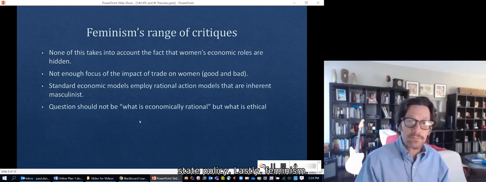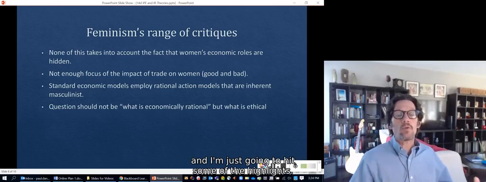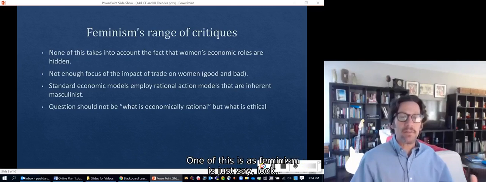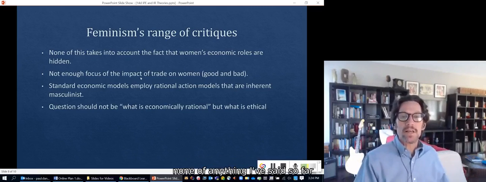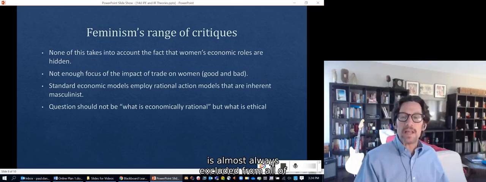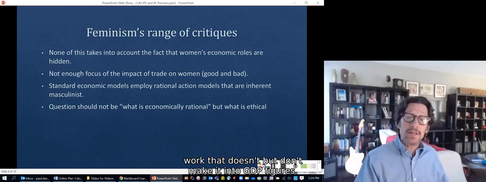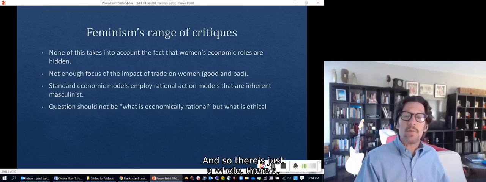Lastly, feminism. Feminism has a whole range of critiques of this, and I'm just going to hit some of the highlights. One is that feminism is going to say, look, none of anything I've said so far takes into account the fact that women's labor is almost always excluded from all of these analyses, because women do a lot of work that doesn't make it into GDP figures, and so there's a real incompleteness to this entire discussion.